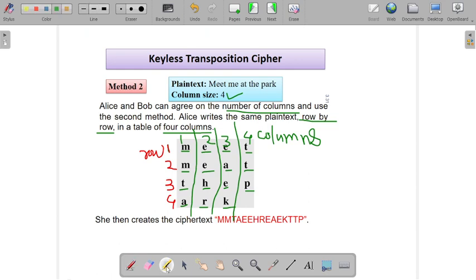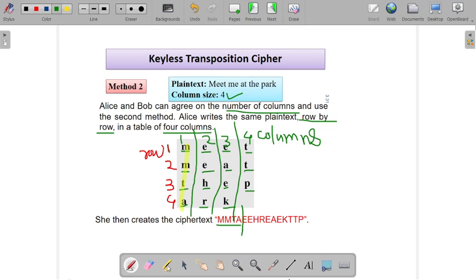Now the next step is we have to read the characters. So how are we reading the characters? That is column by column. So first of all, we have to write down our first column. So our first column is M, T, and A. So this is our M, T, and A. Once it is completed, then we have to go to the second column.